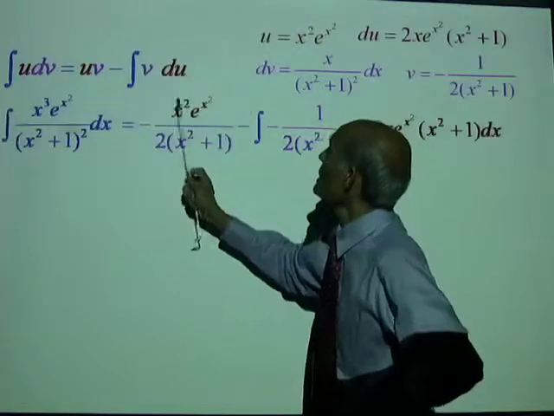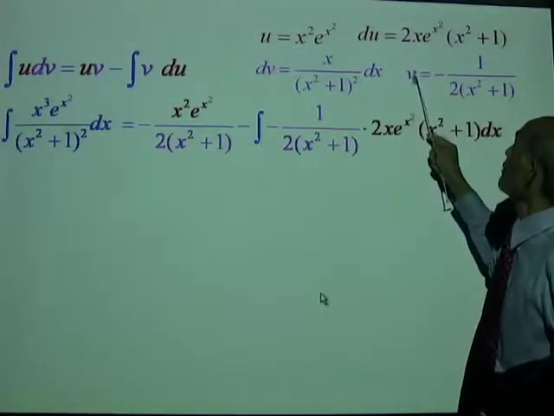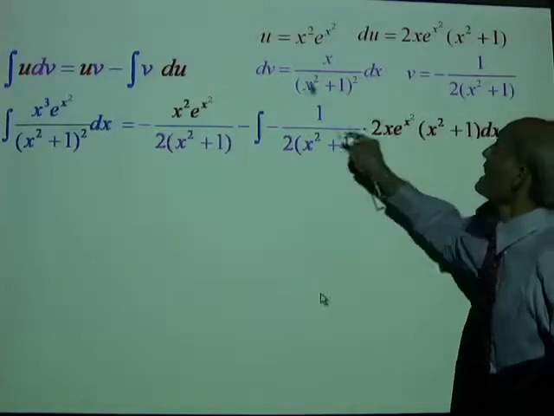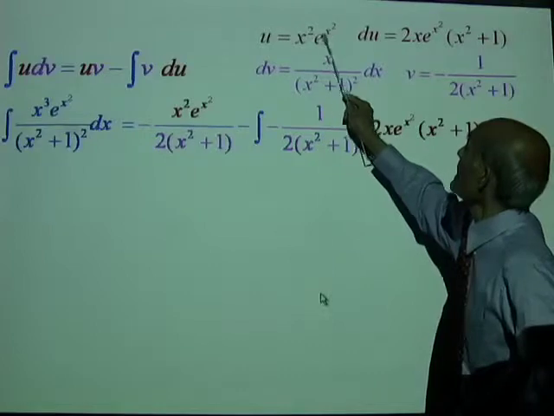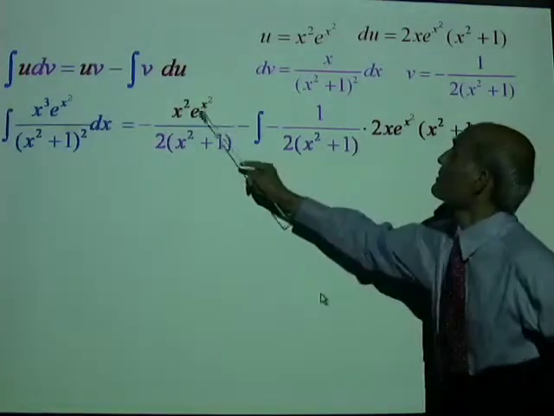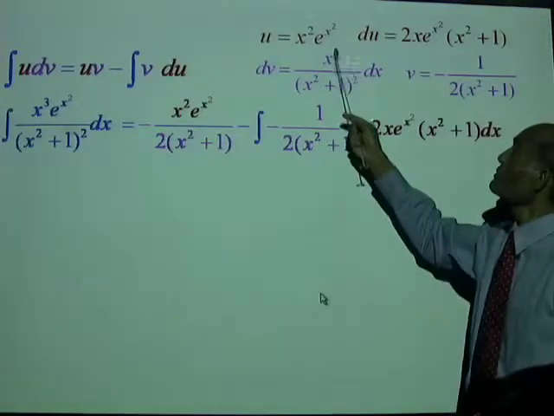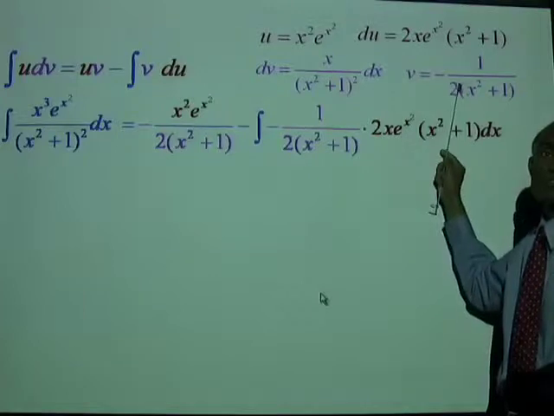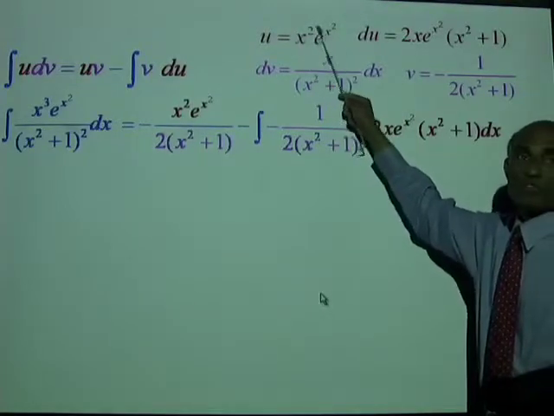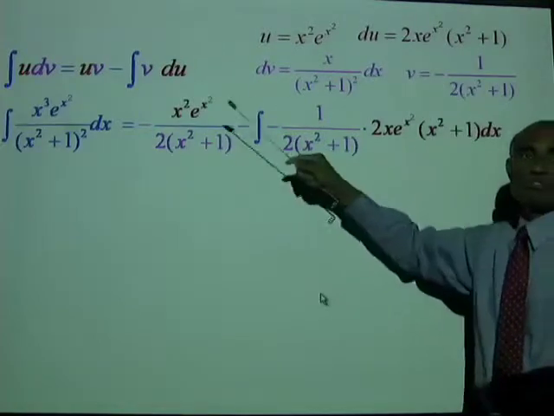So that will be u times v. That's our u, this is our v. And v is negative, so the negative sign will be x squared e to the power of x squared divided by 2 times (x squared plus 1). I hope you understand that. u multiplied by v. Multiply these two quantities. That will be the numerator, and that will be the denominator with this negative sign.